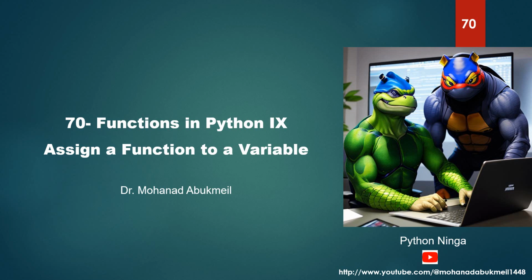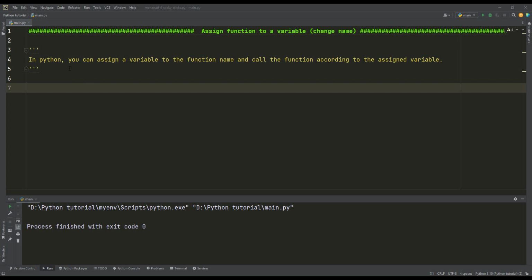In this tutorial we will learn how we can assign a function to a variable to change the name of the original function. In Python you can assign a variable to a function to change its name, and when you call the function you can call it based on the new name you assign. This is a very quick tutorial.